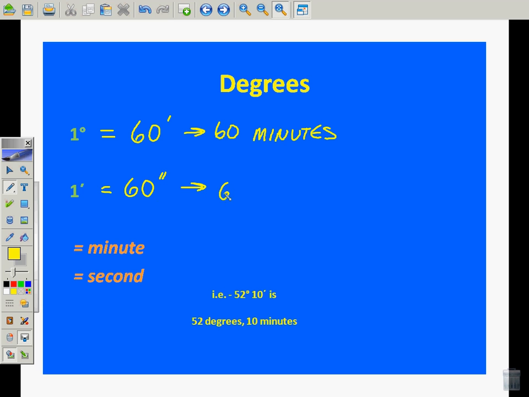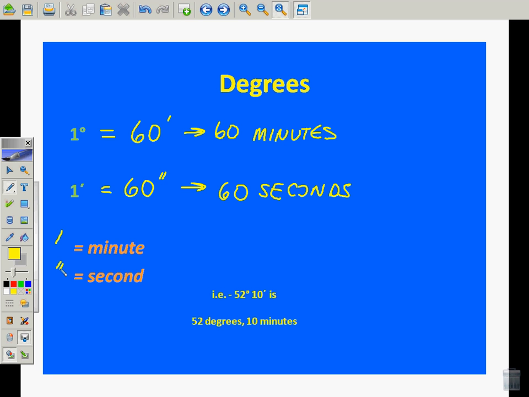So 60 seconds. Okay? Now, that means that 1 tick mark means minute and 2 little tick marks means a second.